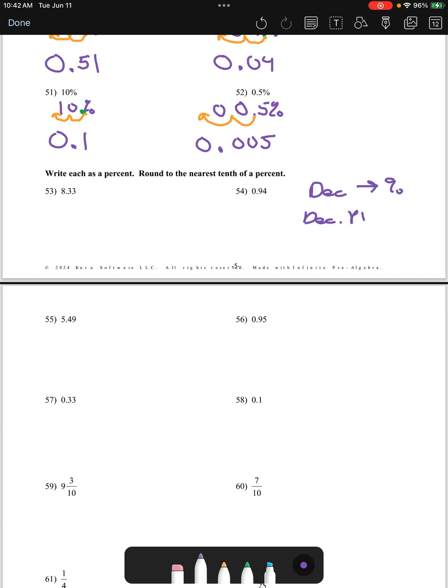Percents into decimals. Decimals into percents is the opposite. Decimal point right 2 places. So we have 8.33. We move that decimal point right 2 times. We have 833%.